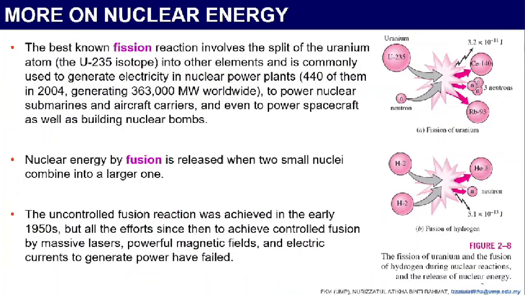Now, let's see a little bit on nuclear energy. You can read more about this in a thermodynamics textbook. But nuclear energy by fusion is released when two small nuclei combine into a larger one. This is basically the definition of nuclear energy, how it is created. The uncontrolled fusion reaction was achieved in the early 1950s, but all the efforts since then to achieve controlled fusion by massive lasers, powerful magnetic fields, and electric currents to generate power have failed. So this is a little bit on nuclear energy.